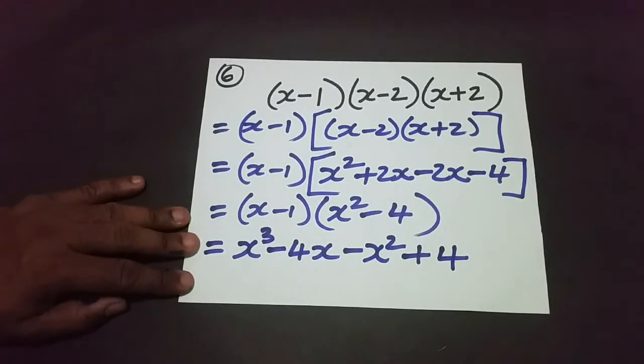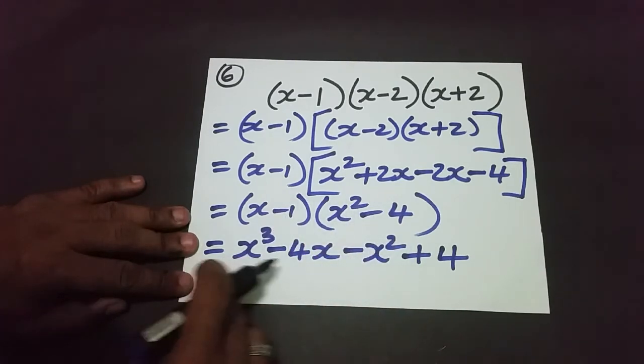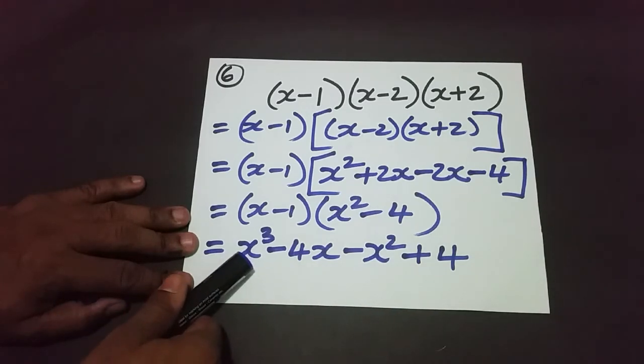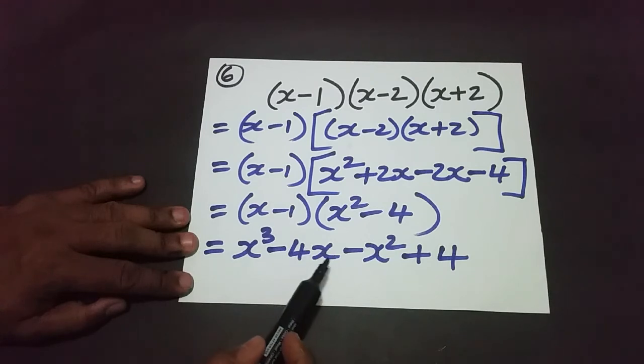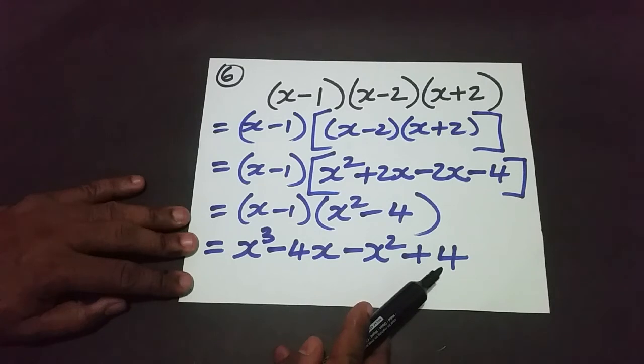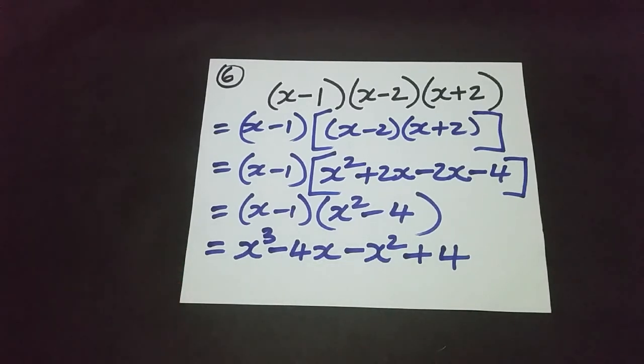Now, all we have to do is simplify. Now, if you look carefully here again, x times x squared is x cubed. x times minus 4 is minus 4x. Minus 1 times x squared is minus x squared. And minus 1 times minus 4 is positive 4. Now, if you look here, there's nothing further to simplify because there's no other term with cube in it apart from this. There's no other term with x in it apart from this. There's no other term with x squared in it apart from this. And there's just one straight number. So that should be your final answer for question 6.